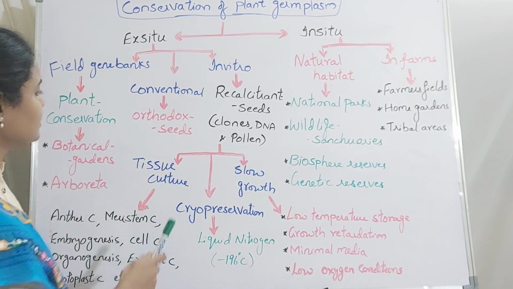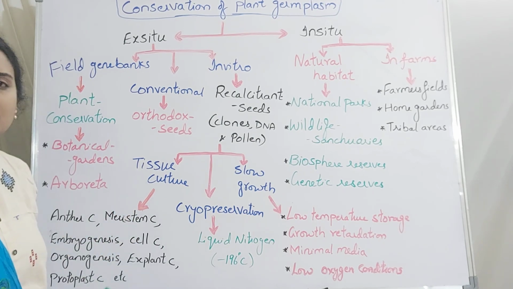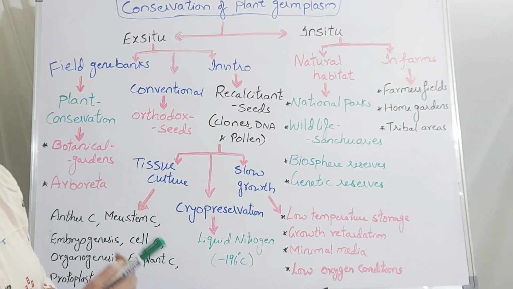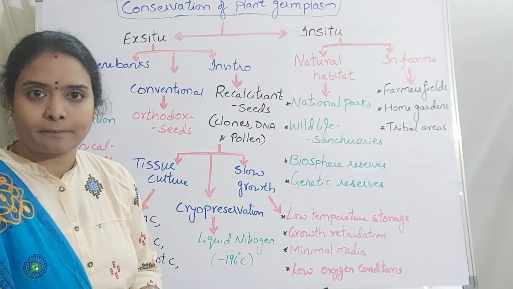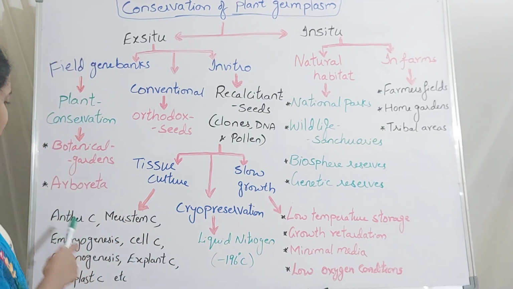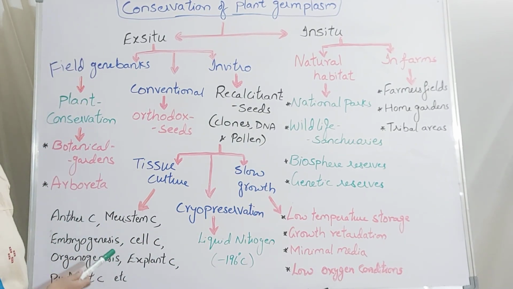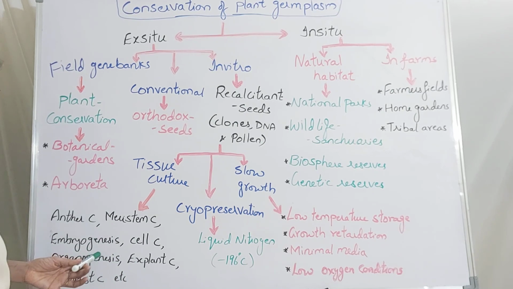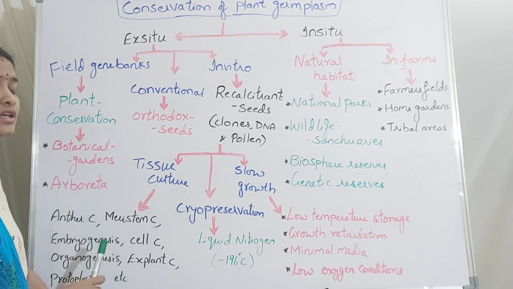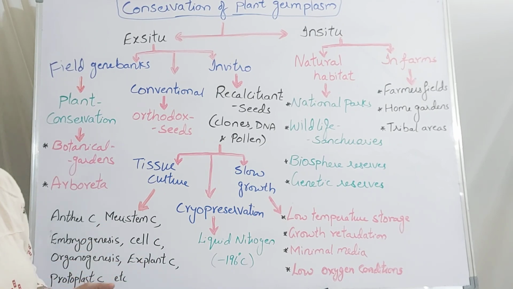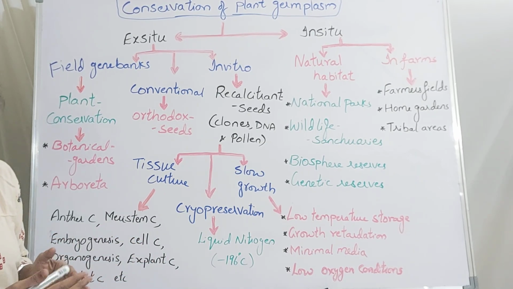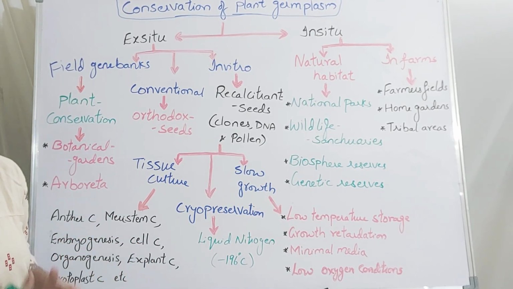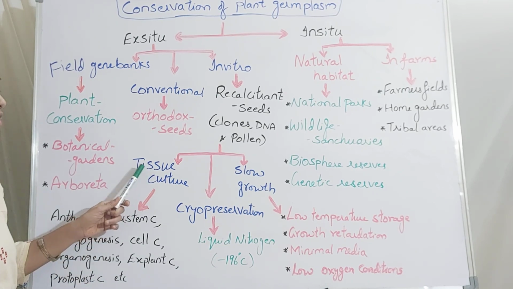First, you go for your tissue culture technique where you select the explant and culture it, right? All the techniques we have seen: anther culture, meristem culture, embryogenesis, androgenesis, cell cultures, right? You take any part of that plant species and culture it within a small area in lab conditions. That is your tissue culture.